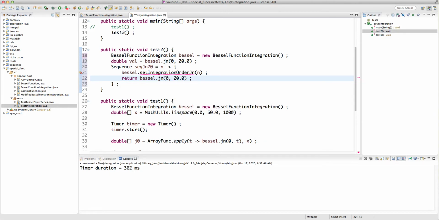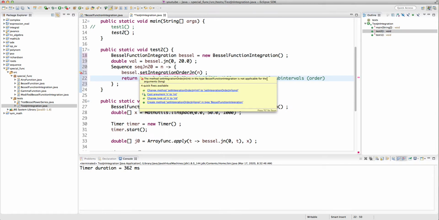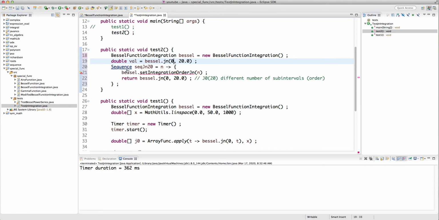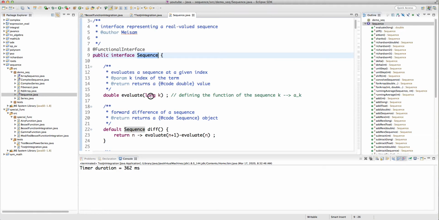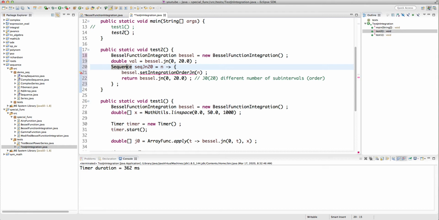All right, so I'm calculating basically j0 at 20 with different number of subintervals or order, right? So we want to see how accurate that integration is, and this is complaining because this method is defined for int, but in our sequence interface, if you recall, we're defining based on the long. So we have to do an explicit casting here for n. All right.